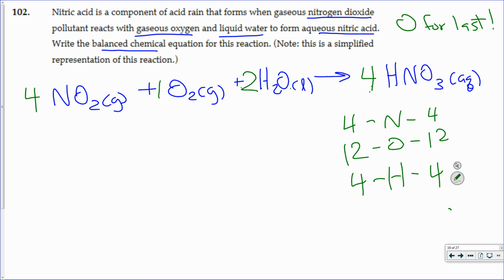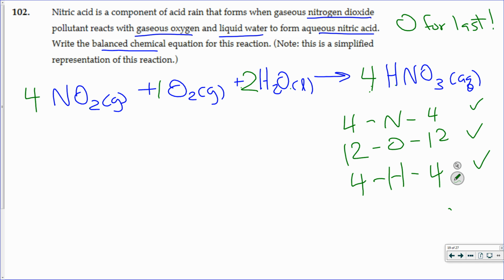So nitrogens, count again. Nitrogens, I've got 4 and 4. That's good. Oxygens, 4 times 2, 8 plus 2 plus 2, 12. That's good. And then hydrogens, 4 and 4. So look, you try something. If it doesn't work, try something else. Okay, so that's the reason to write those in pencil. You erase those coefficients.